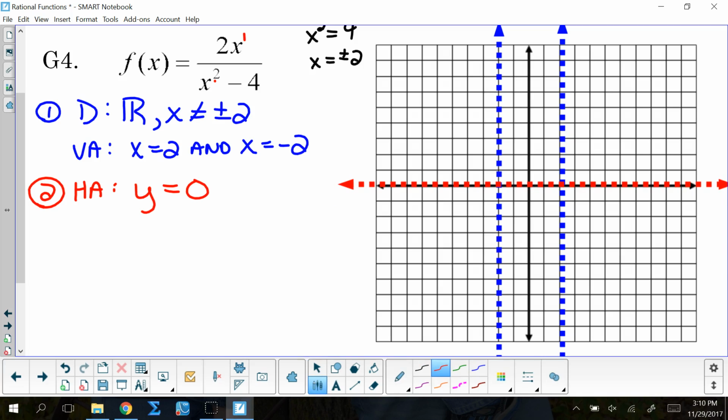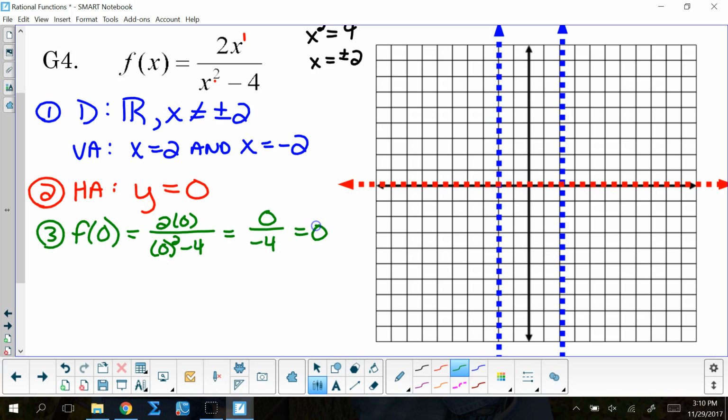Okay. Step number 3, find f of 0, find my y-intercept. That's going to be 2 times 0 all over 0 squared minus 4. So that's going to be 0 over negative 4, which is 0. So that's going to give me a y-intercept of the origin.